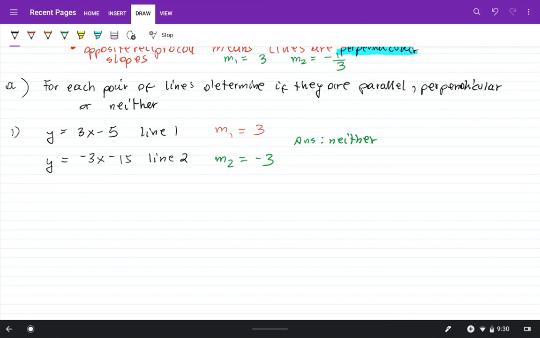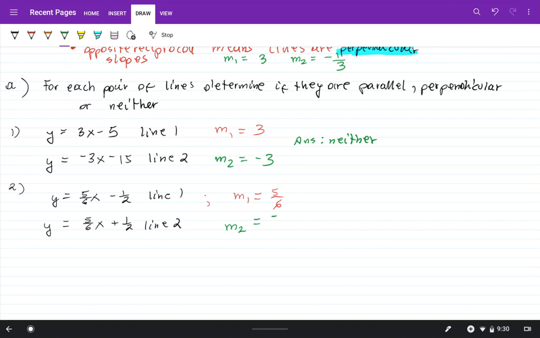Number 2. We have y equals 5 over 6x minus 1/2. So this is line 1. Line 2 has the equation y equals 5 over 6x plus 1/2. That's line 2. So here, what happened? We see that the slope of line 1 is equal to 5 over 6. Also, the slope of line 2 is equal to 5 over 6. Since those two lines have equal slopes, those lines are parallel to each other.